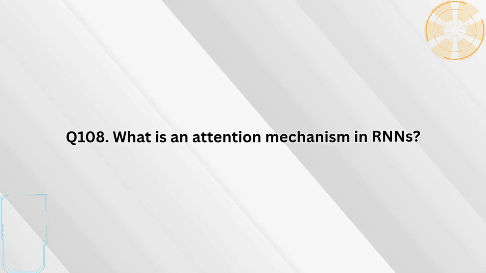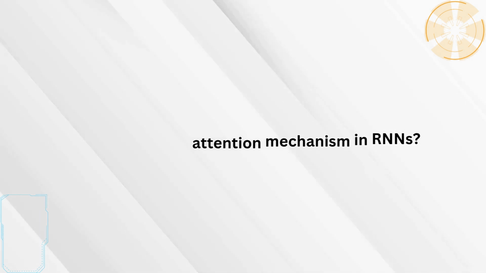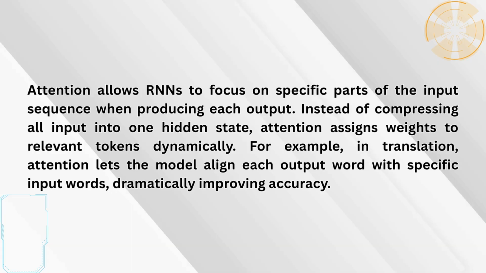What is an attention mechanism in RNNs? Attention allows RNNs to focus on specific parts of the input sequence when producing each output. Instead of compressing all input into one hidden state, attention assigns weights to relevant tokens dynamically. For example, in translation, attention lets the model align each output word with specific input words, dramatically improving accuracy.